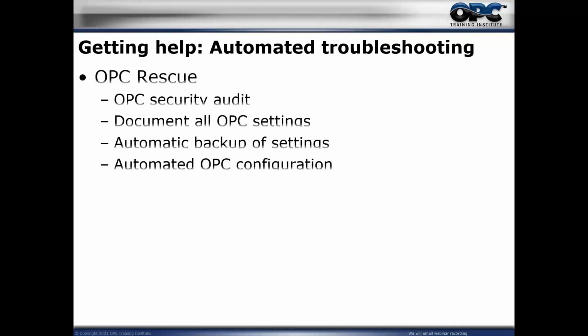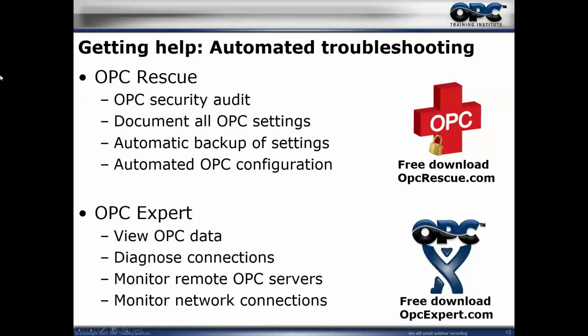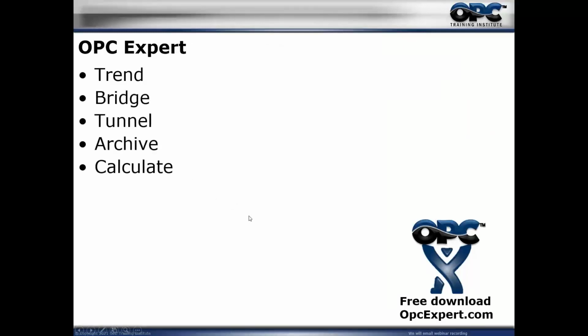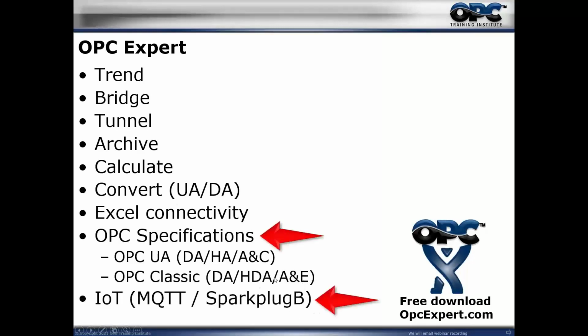Okay, so troubleshooting. What do you do? Well, I've got a couple of applications for you. Everything is free. You can download OPC Rescue, do your security audits. You can download OPC Expert from opcexpert.com, www.opcexpert.com. So everything I did here, you can do on your own. OPC Expert enables you to trend, to bridge, to tunnel, archive. There are many, many things OPC Expert can do. In this particular webinar, we talked about OPC UA, we saw getting data from OPC Classic. There is IoT, MQTT, Sparkplug-B. So it enables you to do all of this.